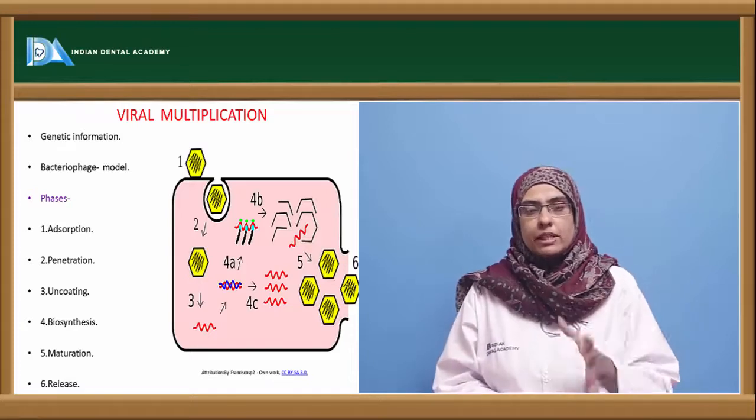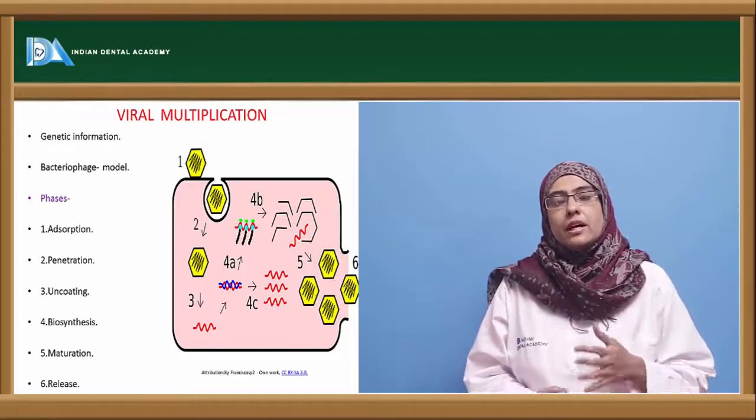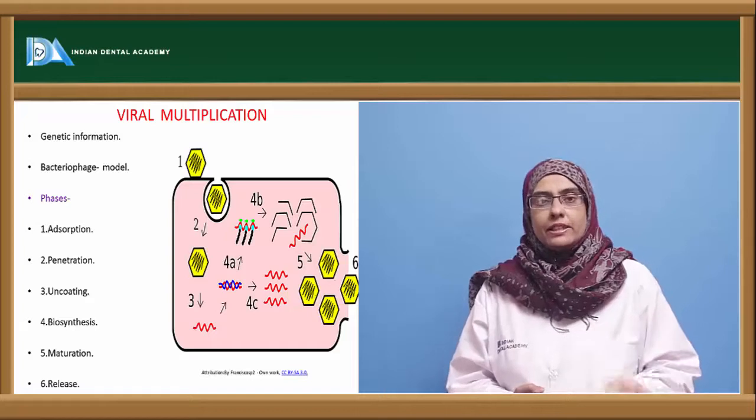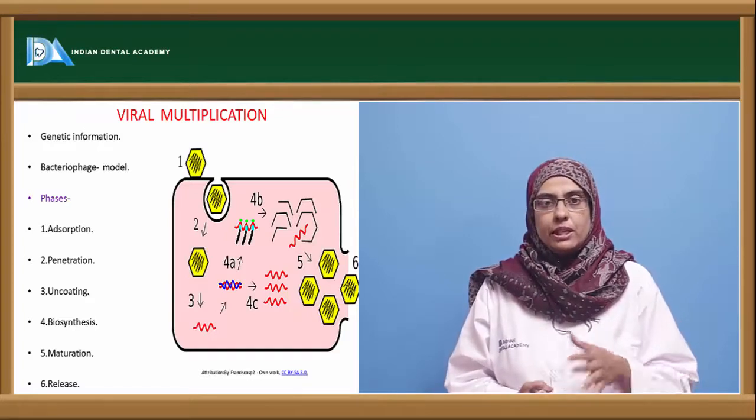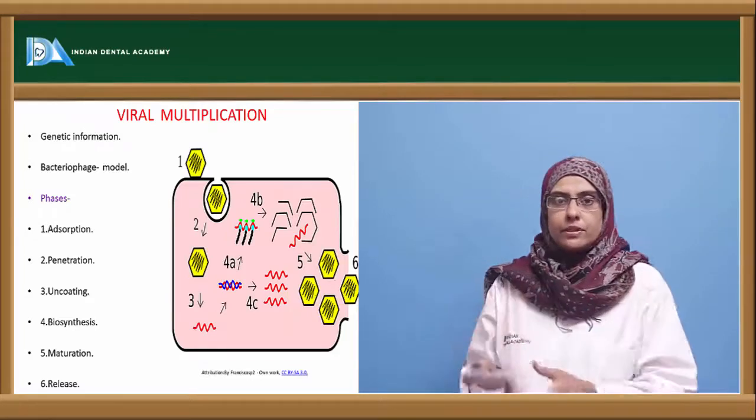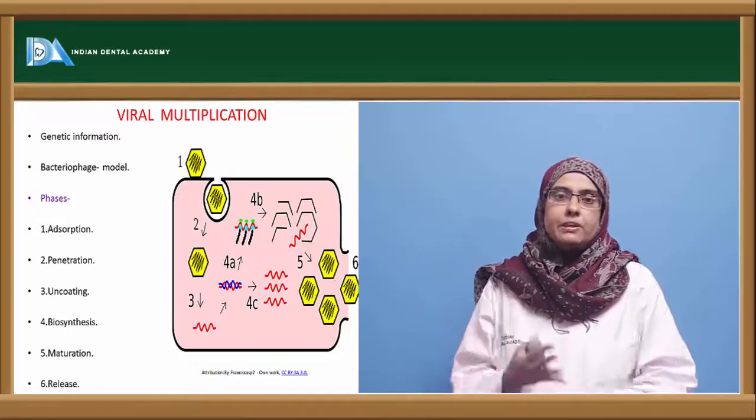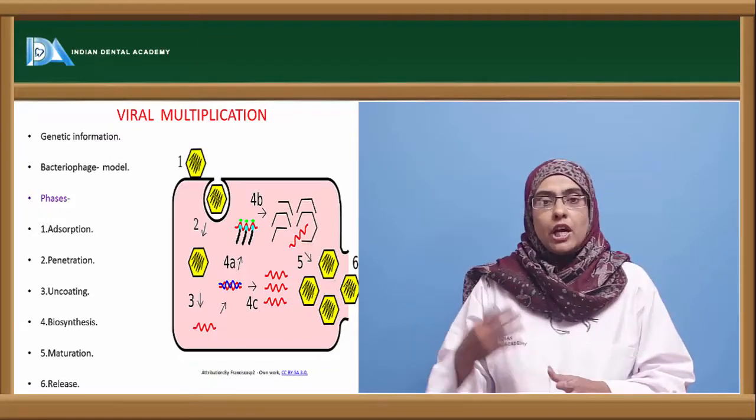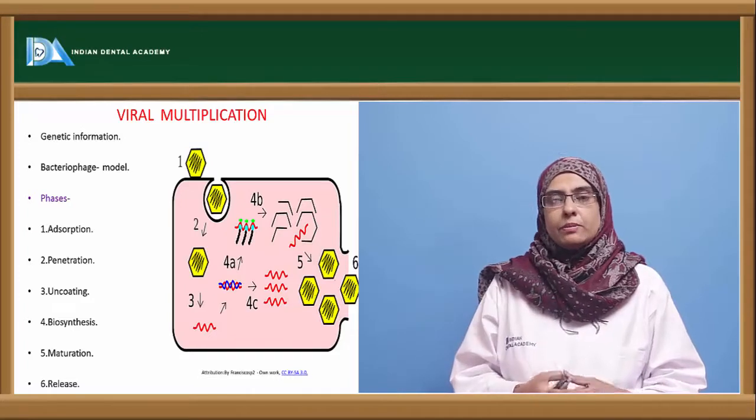So the best model that was suggested to study the replicative cycle of the viruses was the bacteriophage. Here the similar type of replication mechanism can be seen even in the animal viruses. So let us classify the different steps of the multiplication.